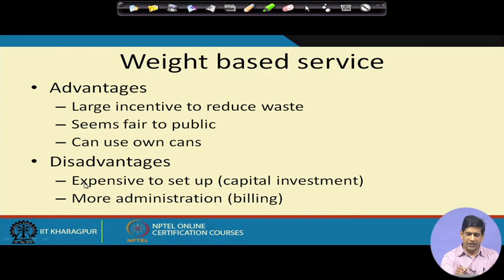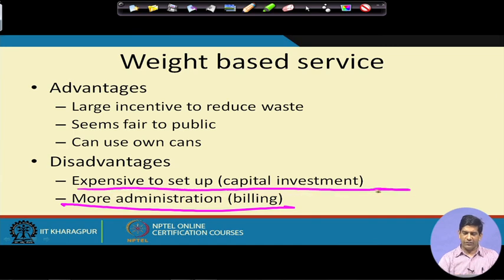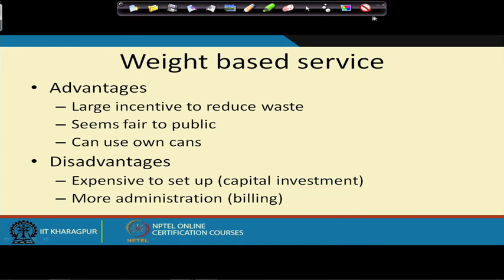So that's why more administration is needed in terms of the billing, and also it's expensive to set up in terms of the capital investment. You need trucks which can weigh those trash cans. So that's again more money required. But there are benefits of doing this weight based service as well.